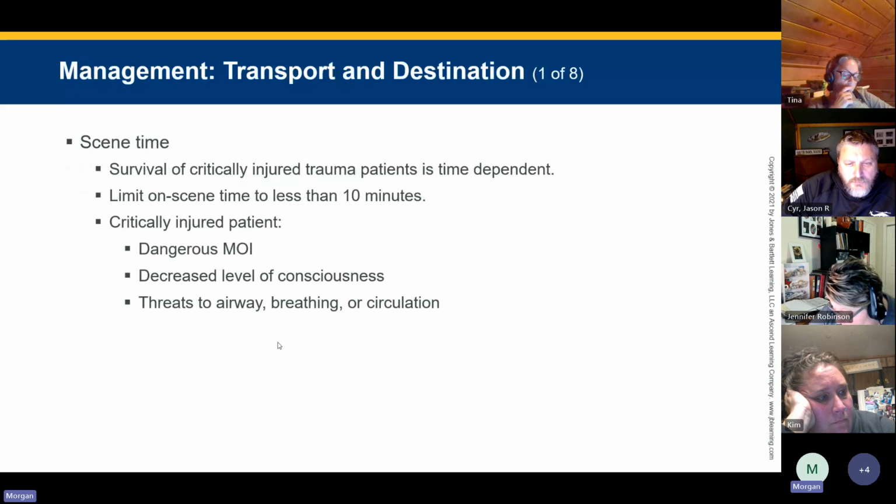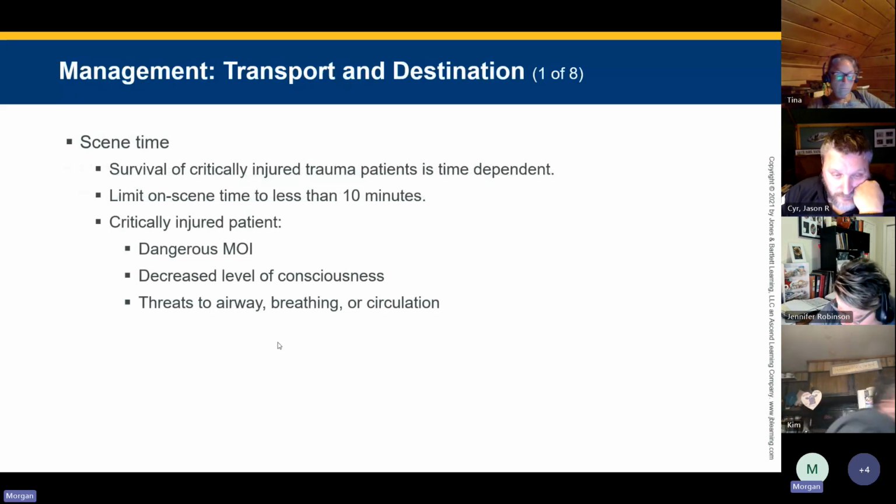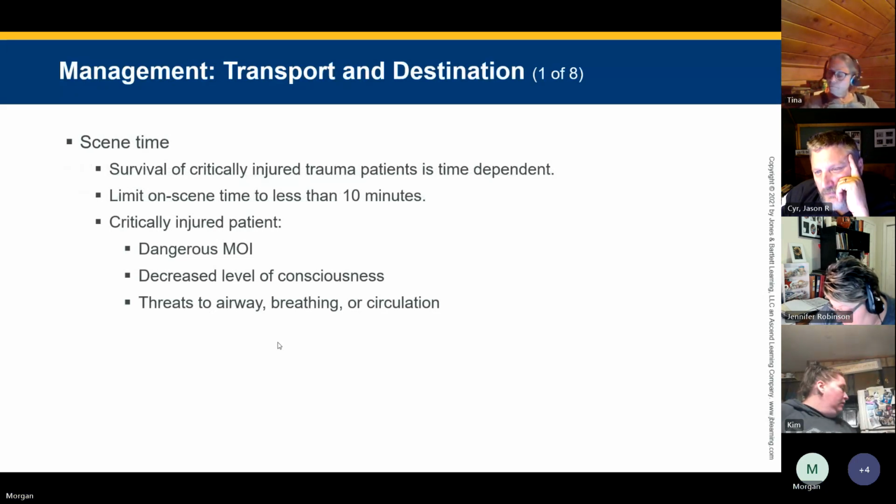Critical injured patients: dangerous MOI, decreased level of consciousness, so they're going to be altered. They can be alert but not oriented, or verbal, or totally unresponsive. And then threats to the airway: in your primary assessment, make sure you clear the airway of any gum or teeth or blood, vomit, and then control any massive hemorrhaging, and then breathing.